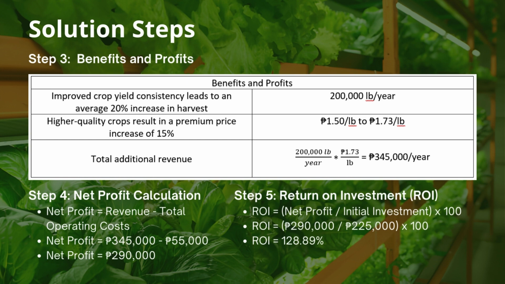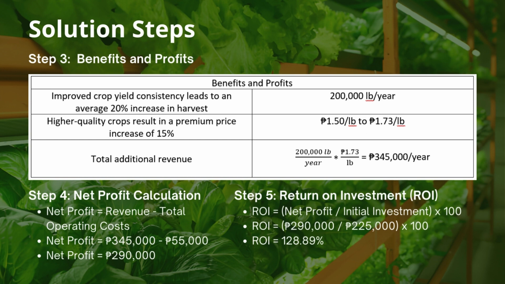In step 4, we calculate the net profit. Net profit equals revenue minus total operating costs. Our total revenue is 345,000 pesos and our total operating cost is 55,000 pesos. To get the net profit, 345,000 pesos is subtracted by 55,000 pesos. The result is 290,000 pesos and that will be our net profit.